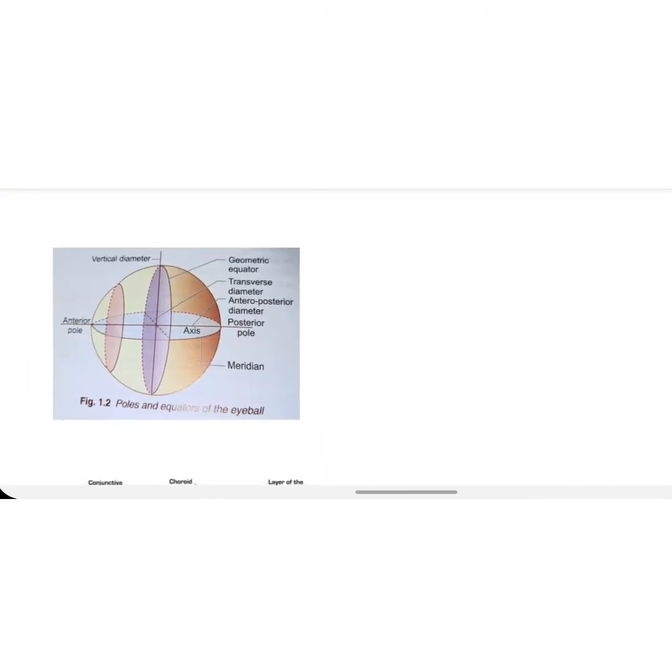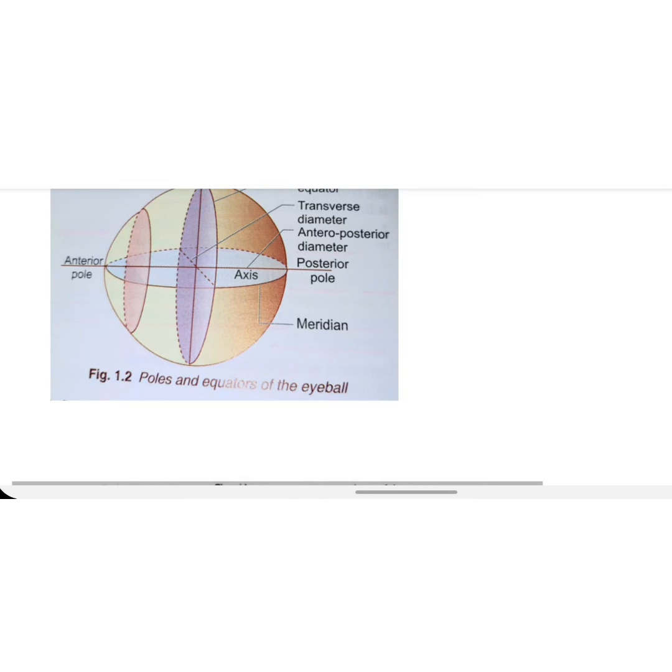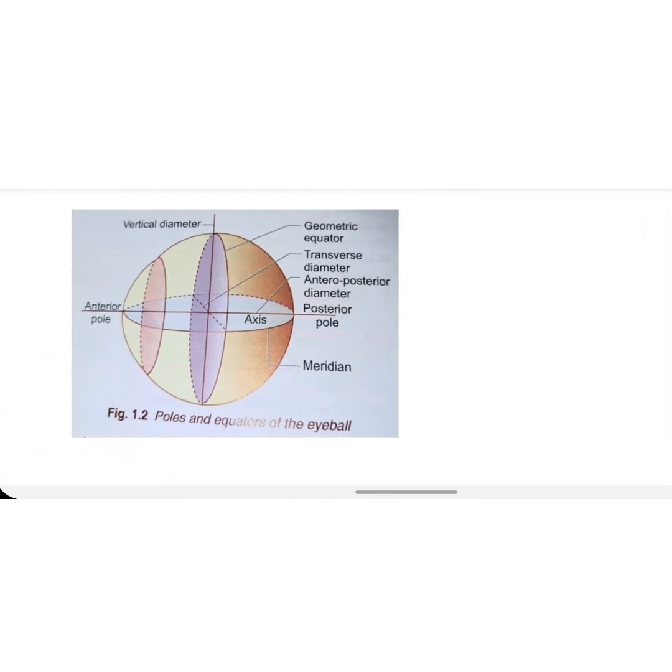Now let's see the various poles and equators of the eyeball. The poles are the anterior pole and the posterior pole. The points of maximum convexity on the anterior surface and the posterior surface of the eyeball, this point is the anterior pole and this one is the posterior pole. The line joining the anterior and the posterior pole makes our antero-posterior diameter, which is 24 millimeters.